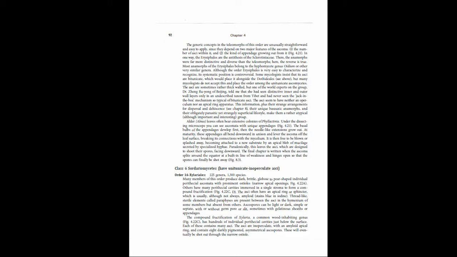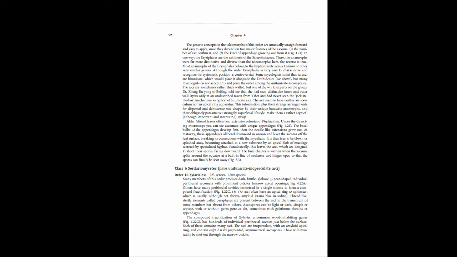225 genera, 1,300 species. Many members of this order produce dark, brittle, globose to pear-shaped individual perithecial ascomata with prominent ostioles, narrow apical openings, Fig 4.22a. Others have many perithecial cavities immersed in a single stroma to form a compound fructification, Fig 4.22c, d. The asci often have an apical ring or sphincter, which is usually, although not always, amyloid, stains blue in iodine. Thread-like, sterile elements called paraphyses are present between the asci in the hymenium of some members but absent from others. Ascospores can be light or dark, simple or septate, with or without germ pore or slit, sometimes with gelatinous sheaths or appendages.